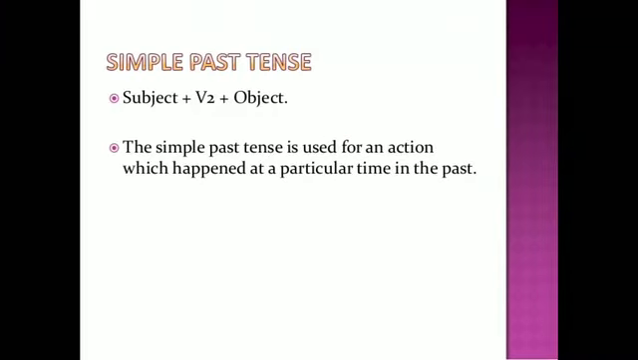Now we will talk about the simple past tense. So how do we form a sentence in the simple past tense? Subject plus second form of verb plus object. The simple past tense is used for an action which happened at a particular time in the past. So you could even call it the past indefinite tense.